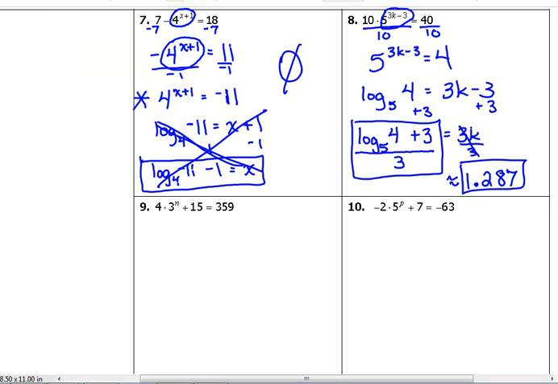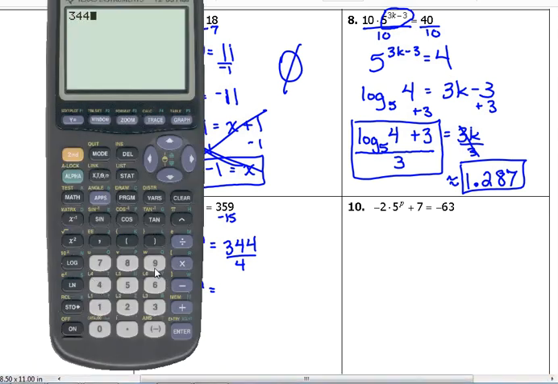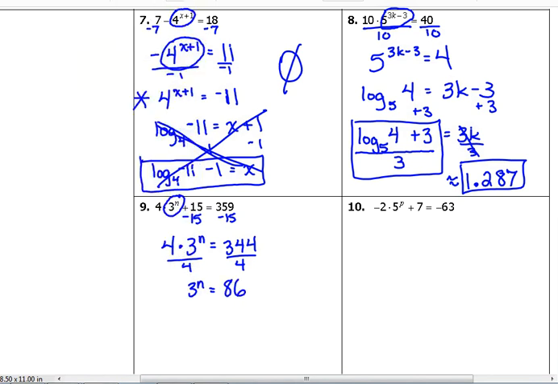Okay, number 9. We've got to get 3 to the n by itself. What do we need to move first? 15. We got to subtract 15 from both sides. 4 times 3 to the n equals, when we subtract 15, we get what? 344. Divide both sides by 4. 3 to the n equals 344 divided by 4. It's Friday. My mental math's not working quite well. 86.